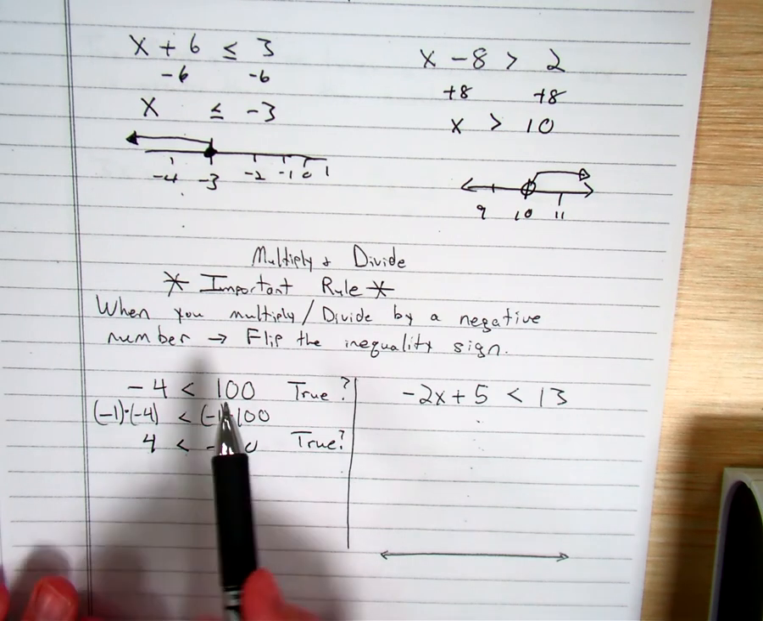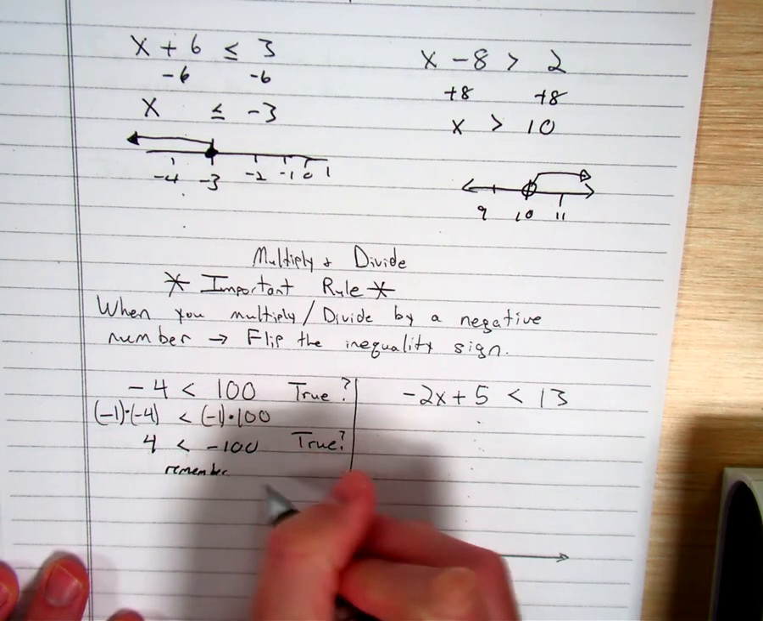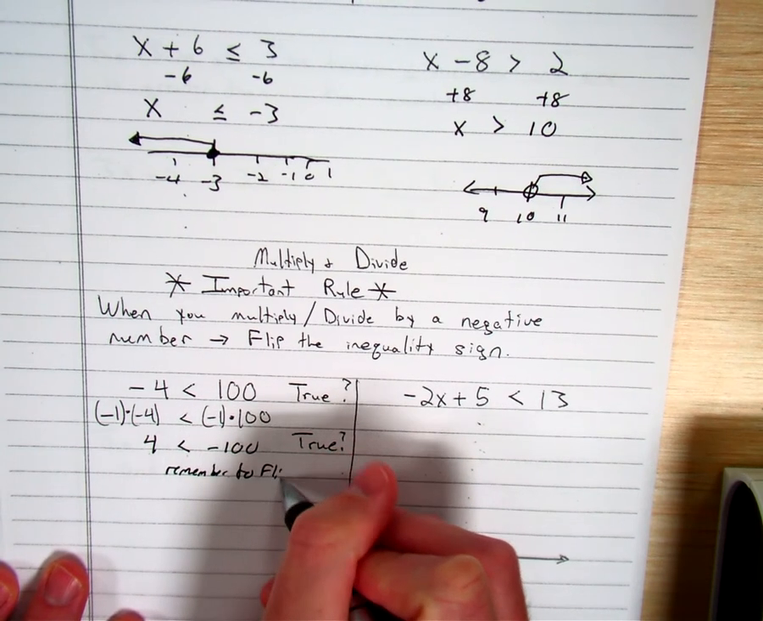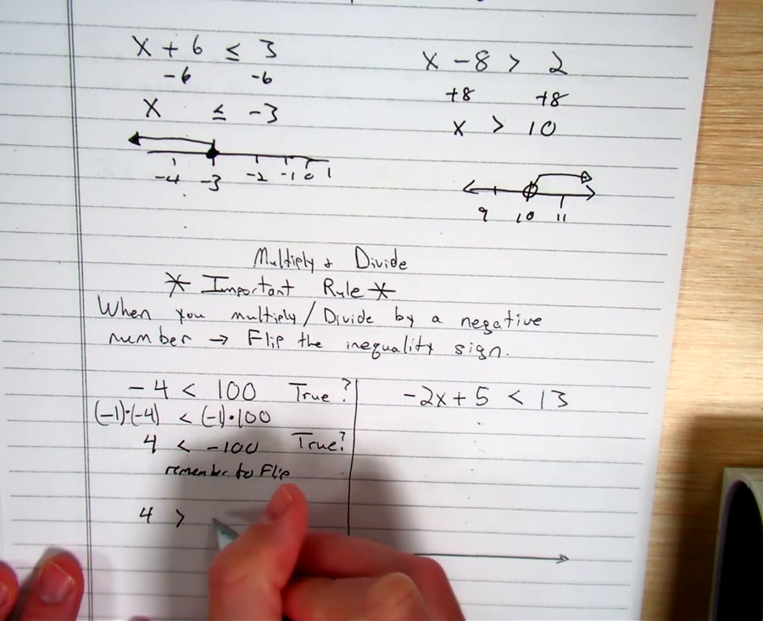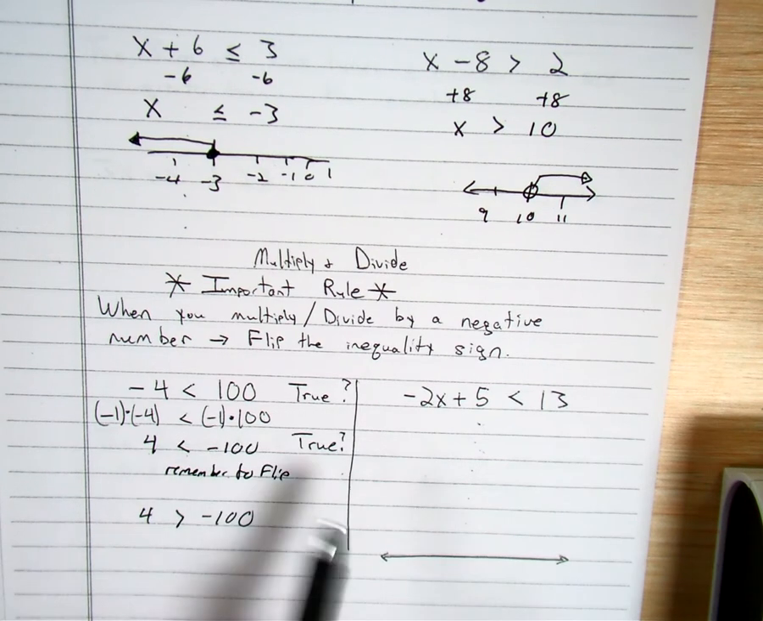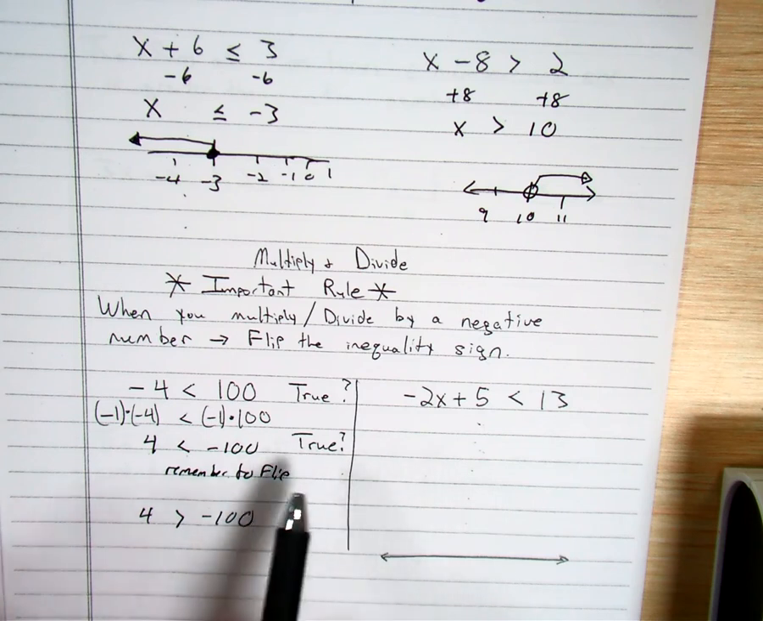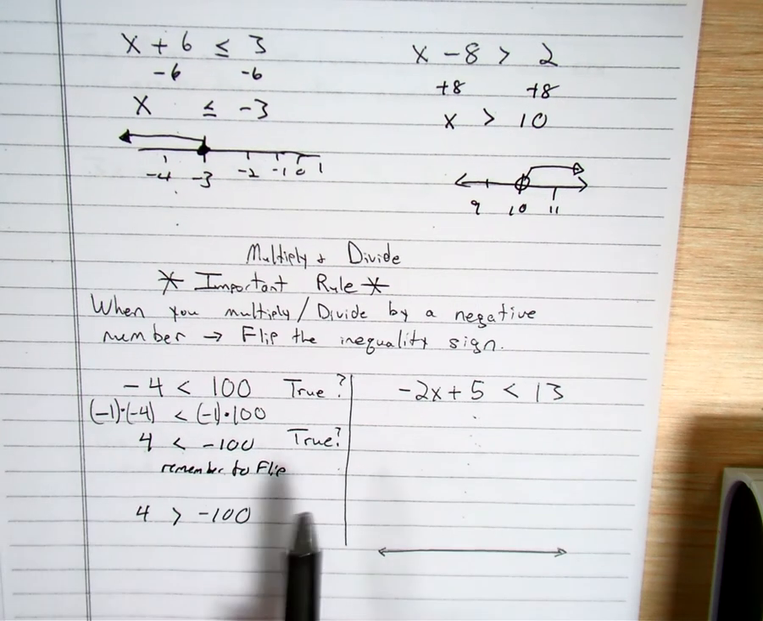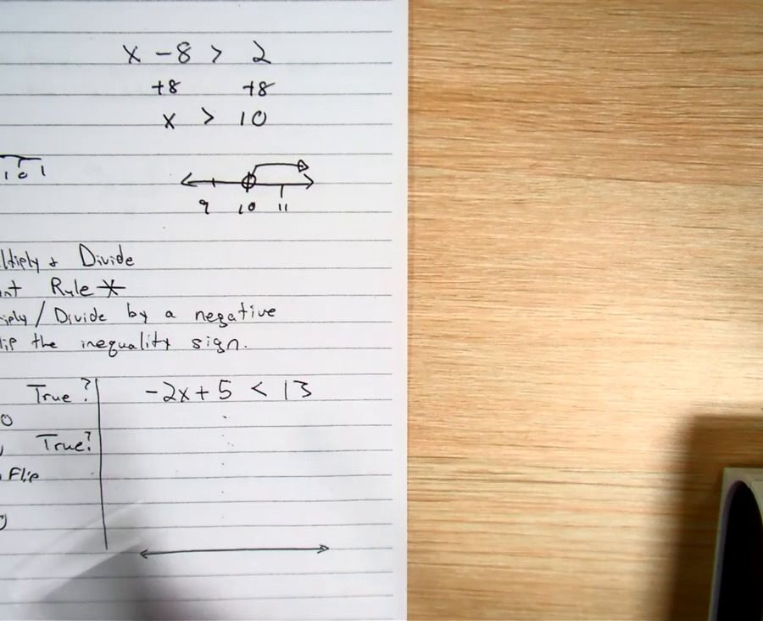That's why we need to remember to flip that inequality. And now it's true. And that's why we flip it. Okay? Because when you multiply both sides by a negative or divide both sides by a negative, you're going to change the signage. So that's why we got to flip that over. All right? So let's see if you remember how. Let's go ahead and push pause, and let's give you a shot right there on your own.